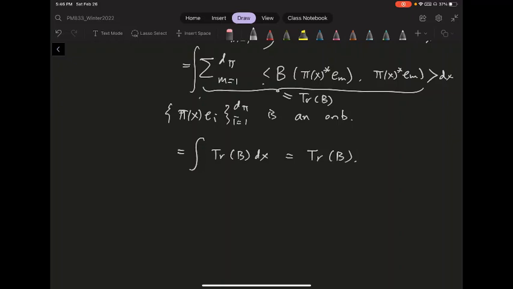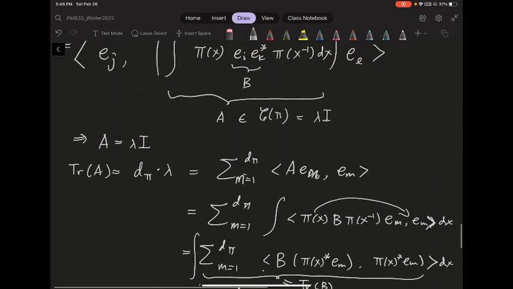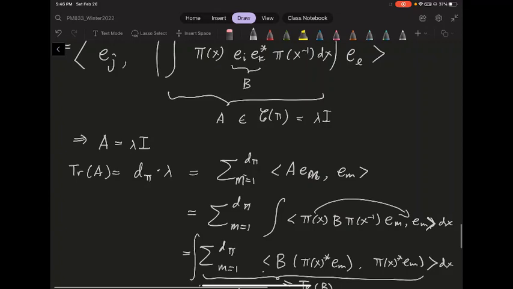So let me just write down what we proved. We know the trace of A, which equals lambda times d pi, equals the trace of B. But what is B? Well, B is this rank 1 operator. If we go back, let me use the red circle. So this is B, the thing that takes EK to EI, where you think about this as a matrix where there's only one entry that's going to equal 1. That's just going to be the ikth entry.